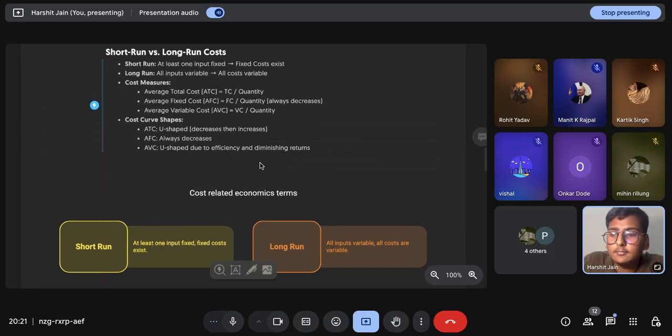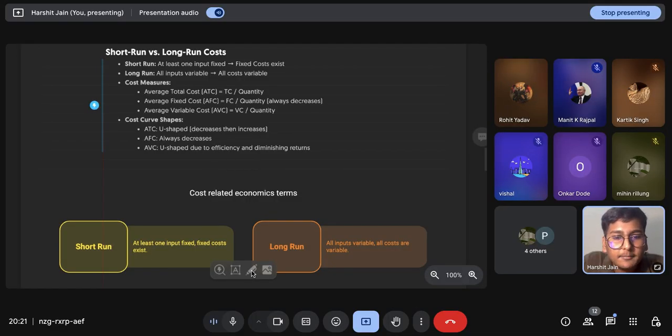For example, I don't have an example right now. I will. Anyone has an example of the short run and long run cost?